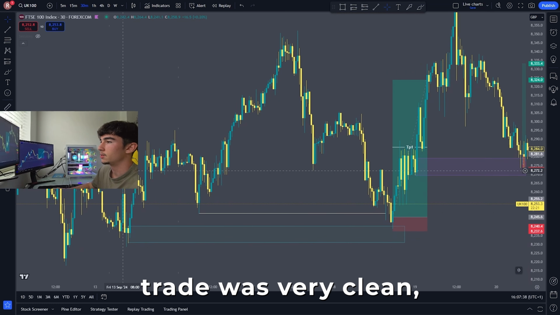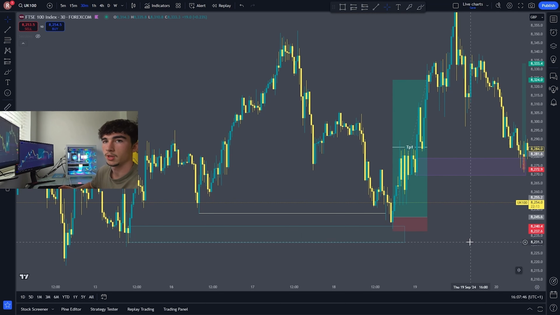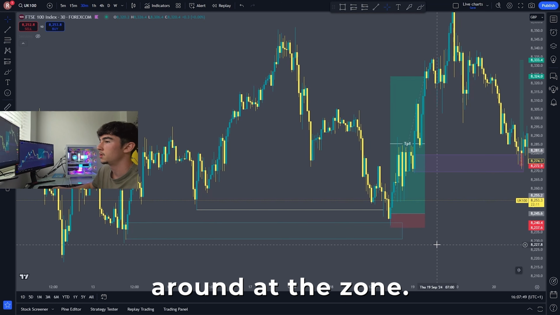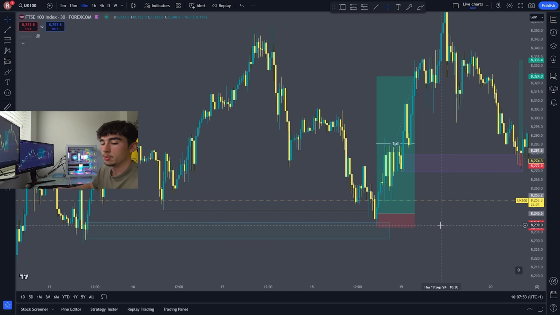Now this trade was very clean, right? Liquidity supply and demand does tend to always be very clean. The candles just come to the zone with one wick, two wicks, and then they just take off. There's nothing complicated about it. It doesn't mess around in the zone. That's why we're actually able to put our stop loss right here. It's about 1 pip under the candle.